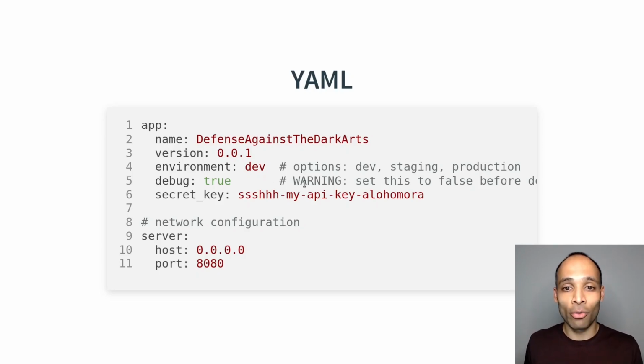Similarly, we can add helpful messages and comments. Here we have a warning that says that this debug setting must be set to false before we deploy to production. These two examples show that you can have comments at the end of a line, but you can also have comments on an entire line, which lets you take in a YAML file and break it up into different sections with as many comments as you want.